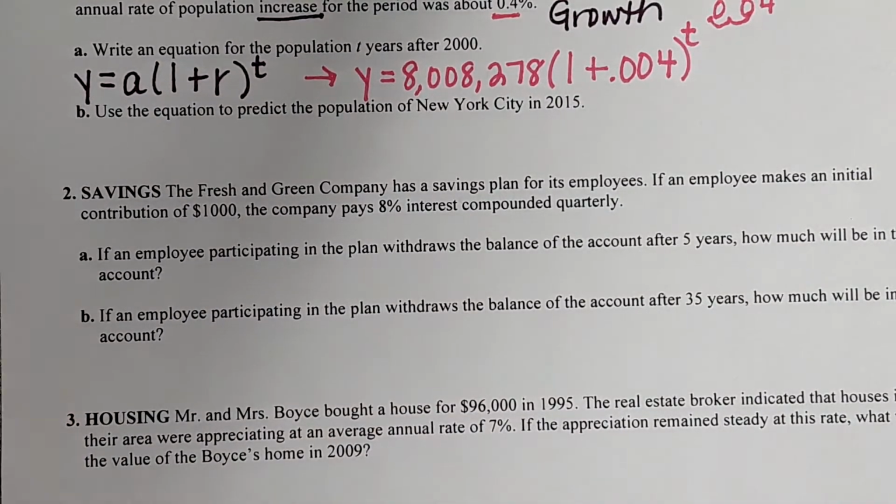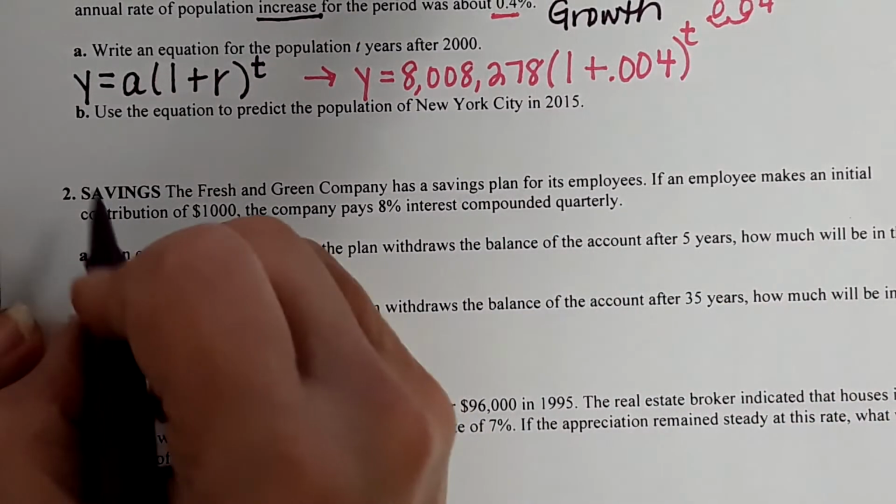Savings. The Fresh and Green Company has a savings plan for its employees. If an employee makes an initial contribution of $1,000, the company pays 8% interest compounded quarterly. So, is this a growth, a decay, or compound interest? It's compound interest.